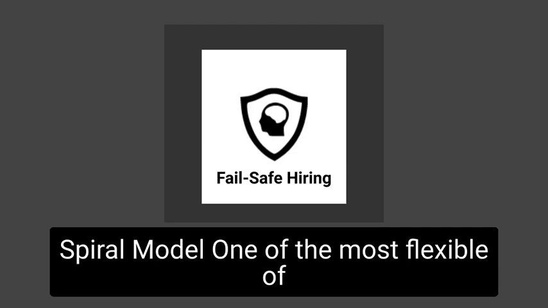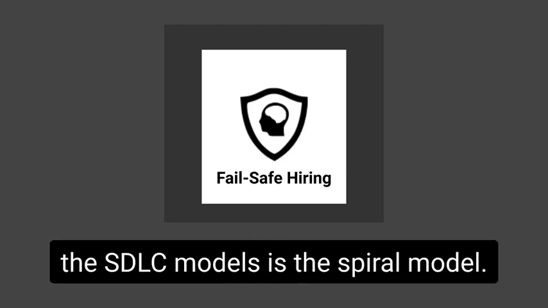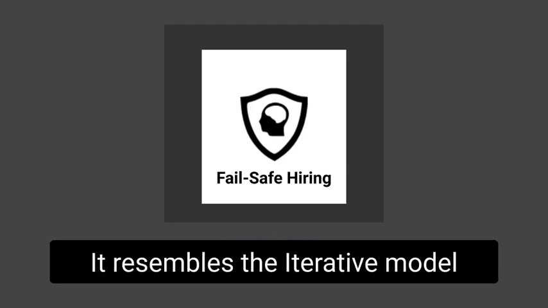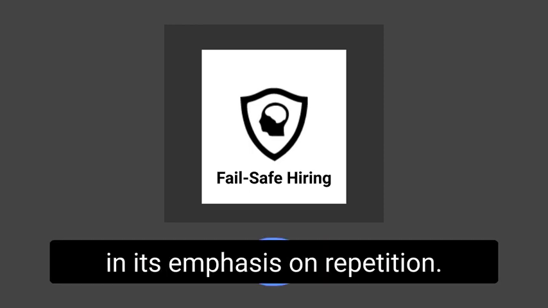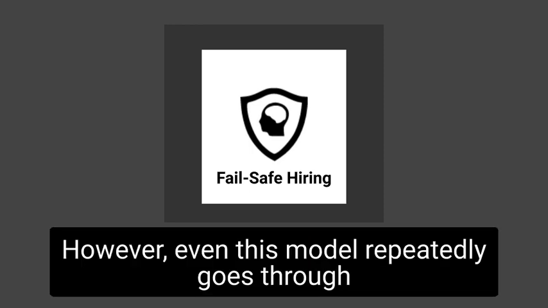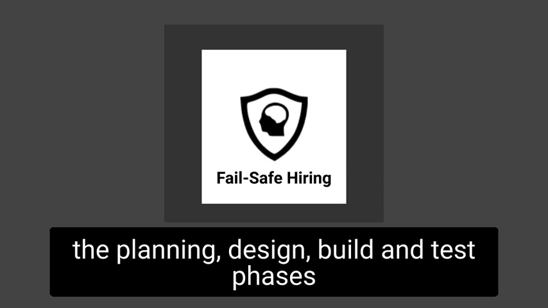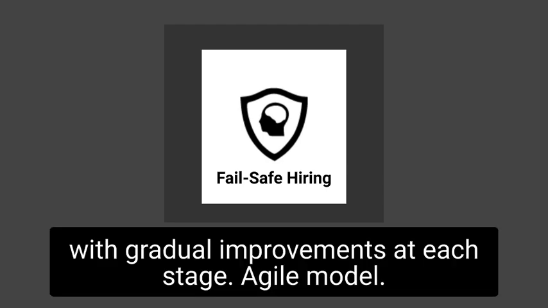Spiral model. One of the most flexible of the SDLC models is the spiral model. It resembles the iterative model in its emphasis on repetition. However, even this model repeatedly goes through the planning, design, build and test phases, with gradual improvements at each stage.